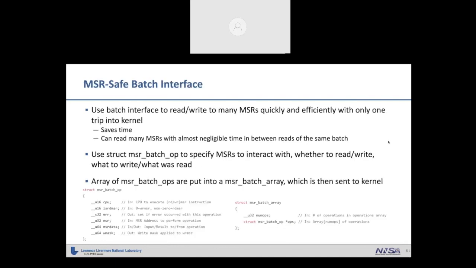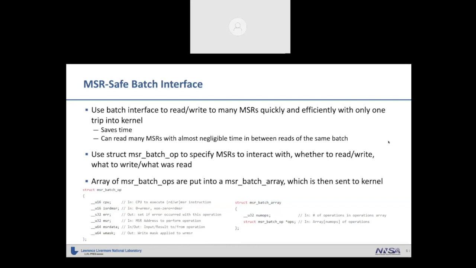So another thing that we used was MSR Safe. That module was helping us to work with these MSRs. When we were using the batch interface, we used it for reading and writing to the MSRs, and it worked pretty well. The MSR Safe module had two structs. One was a batch ops, and another one was a batch array.